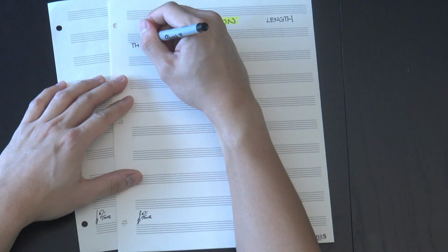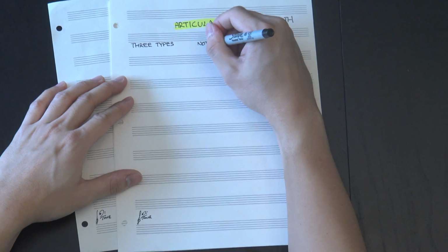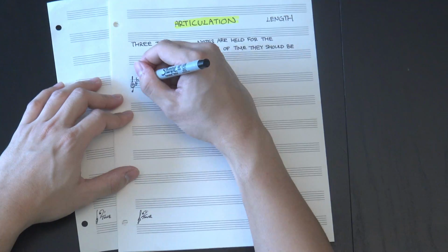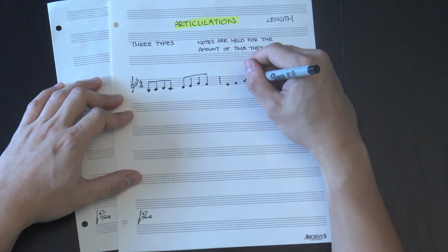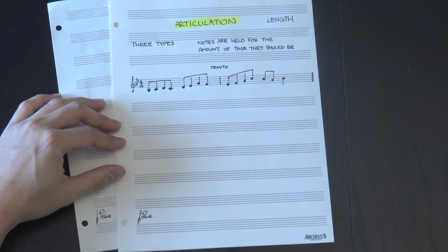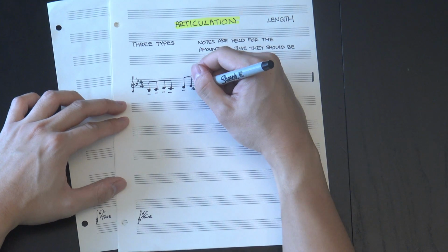There are three basic types of articulation. The first and most obvious is that notes are struck and held for the exact amount of time that their notation value implies. This is what we've been doing so far. Things work the way they say they do. This articulation is technically known as tenuto, and if you have to mark it, it's done like this.